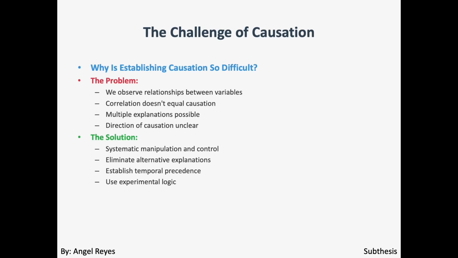Think about this scenario. You notice that students who eat breakfast perform better on tests. Does breakfast cause better performance? Here's the problem. We observe relationships between variables all the time, but correlation doesn't equal causation. Multiple explanations are possible. Maybe students who eat breakfast also get more sleep, have more supportive families, or have better overall health habits. The direction of causation is also unclear. Perhaps students who are naturally more motivated both eat breakfast and study harder for tests.